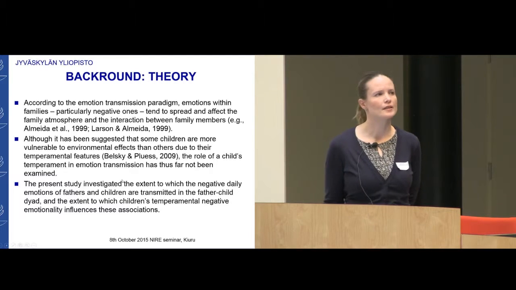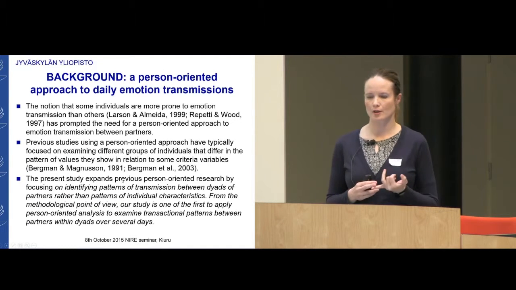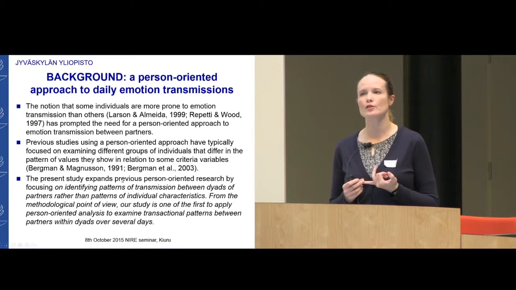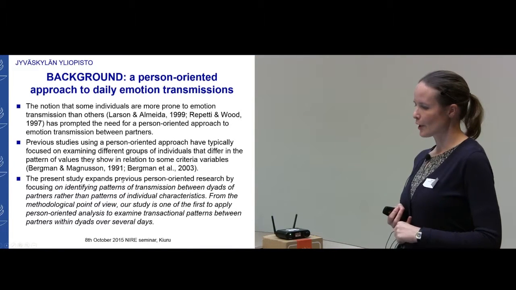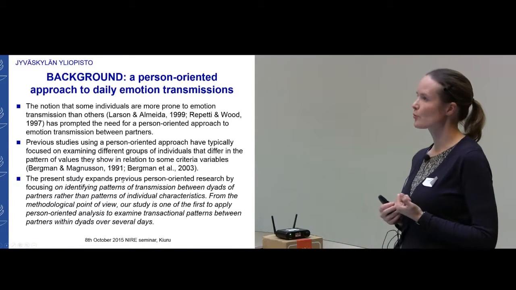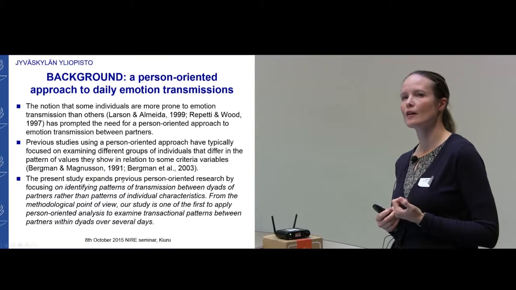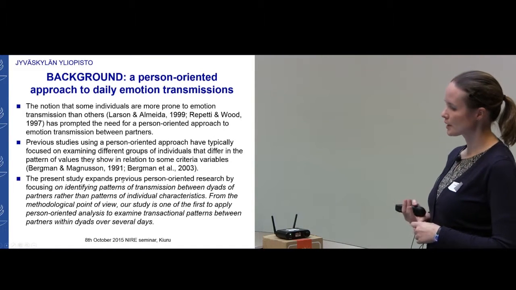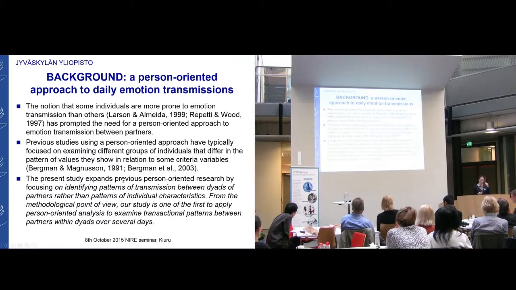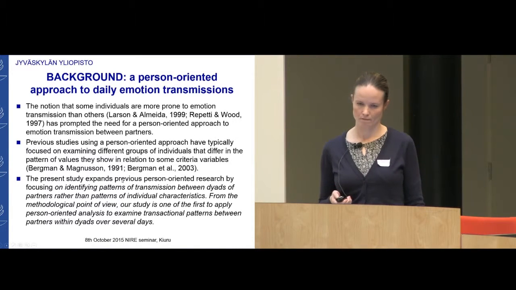So I guess that the notion that some individuals are more prone to emotion transmission than others, in itself it calls for a person-oriented approach. But still, if we think of previous person-oriented research, only little attention has been paid to this. And as far as we know, this study is among the first that try to identify patterns of transmission between dyads or partners rather than patterns of individual characteristics.